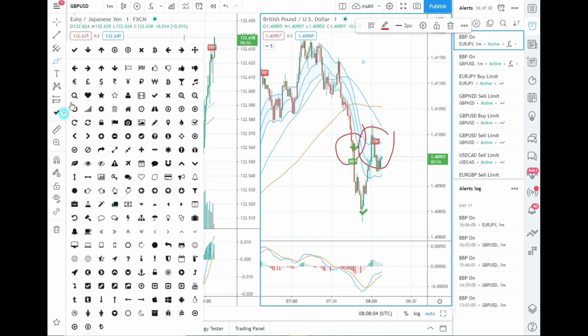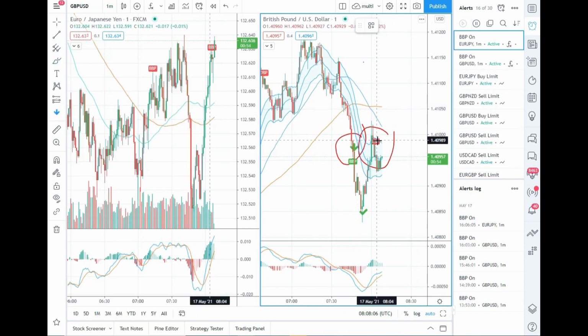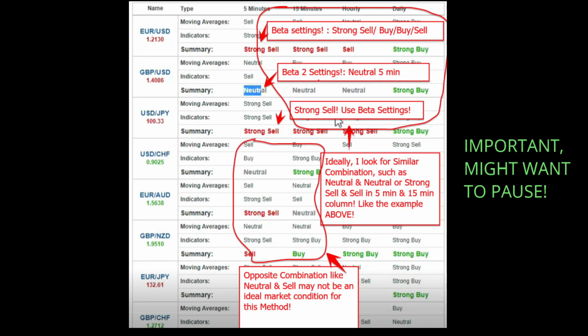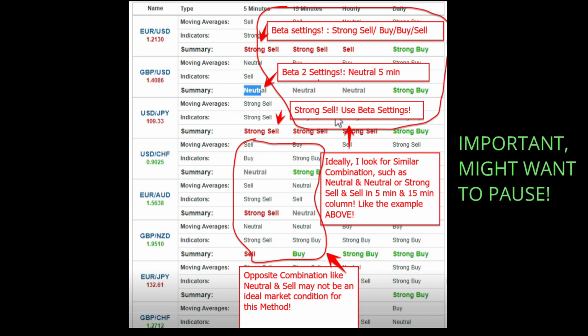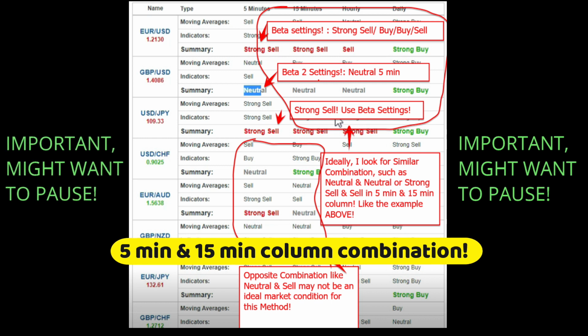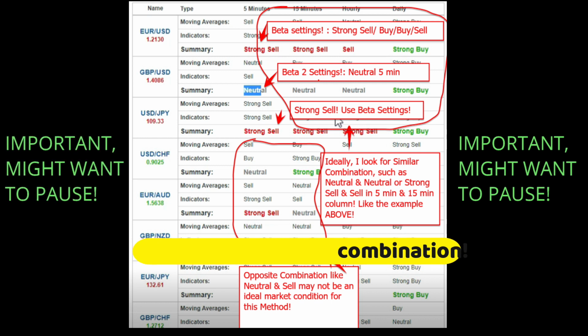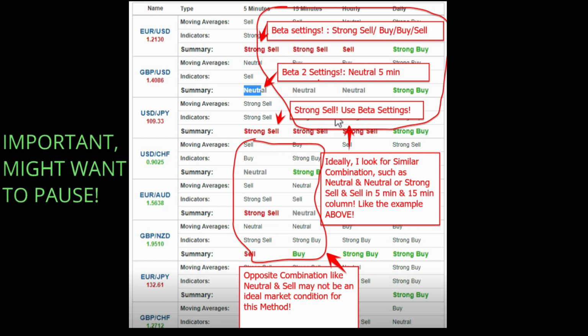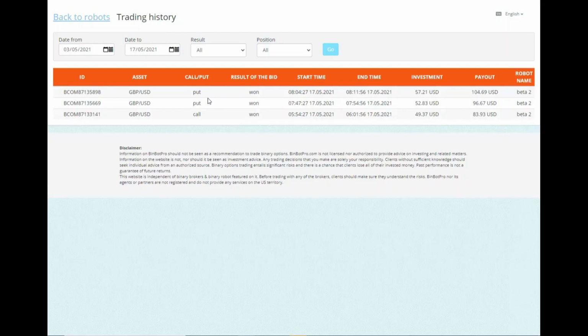Let me put on an arrow for this trade. I hope so far the execution is pretty simple. Basically, we wait for the alert to come out from TradingView, and to decide which settings to use on this particular trade, or any other trade, we go by the technical summary on investing.com in the 5-minute column. If it's neutral, we will use beta 2 settings, and if it's anything else, we will use beta settings. Okay, alright guys, it seems like the put trade actually won at 8:04.